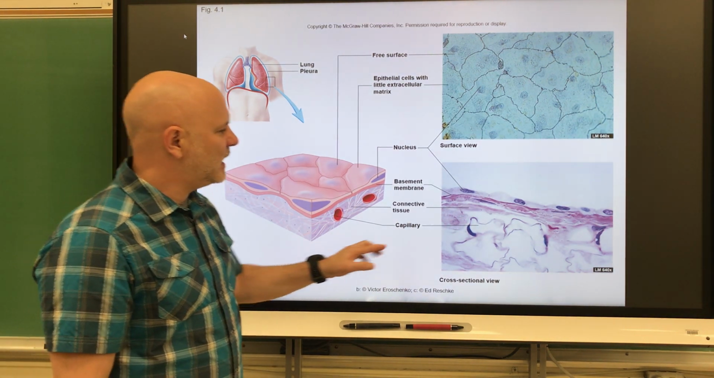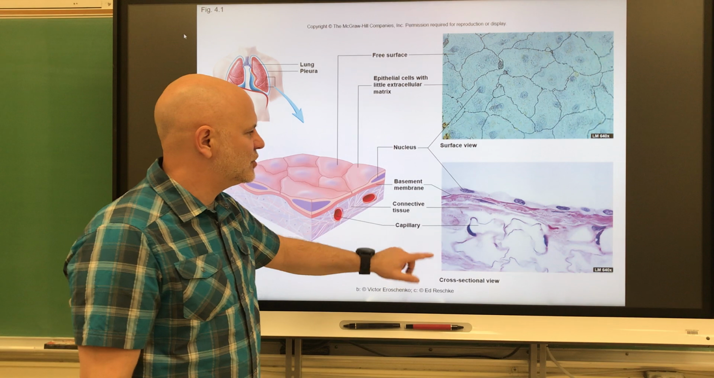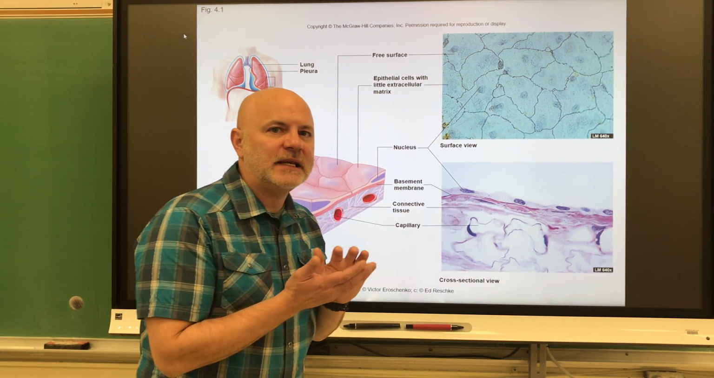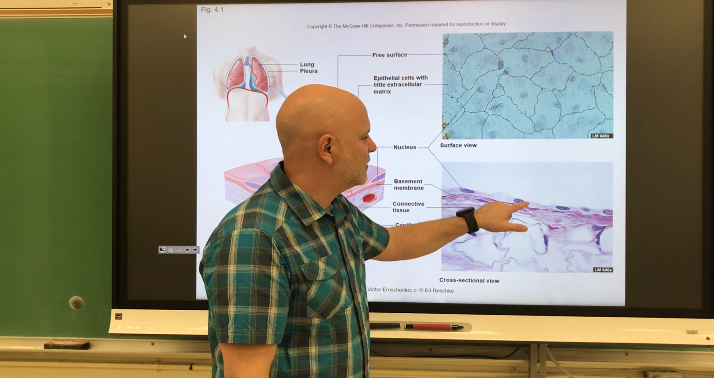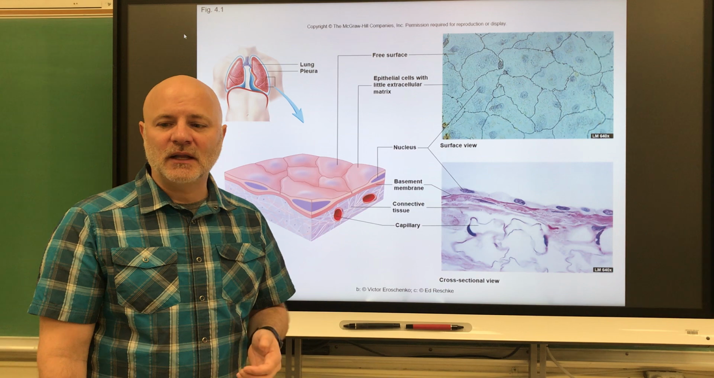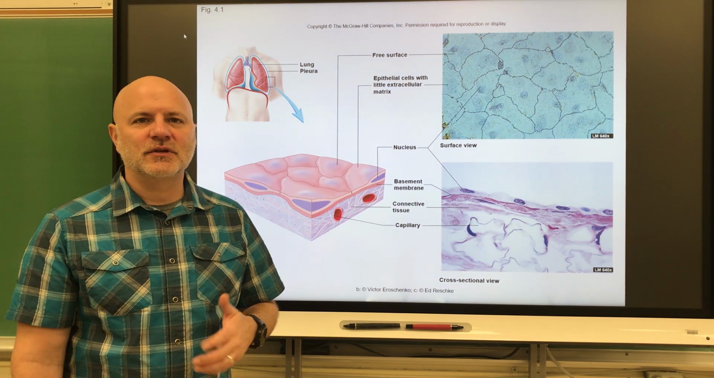They are supported by connective tissue. So below them is connective tissue. And then we also see this structure called a basement membrane. It's essentially an adhesive between the connective tissue and the epithelial tissue. It's a layer of non-living material that anchors epithelial tissue to connective tissue.